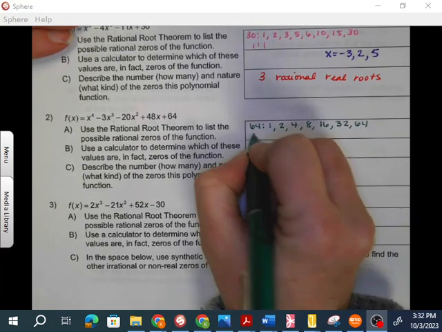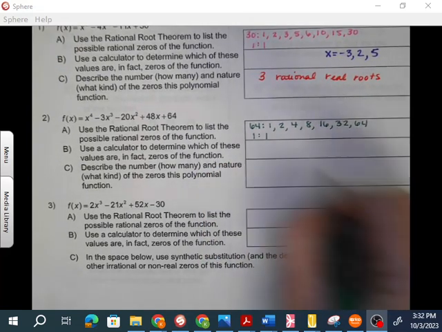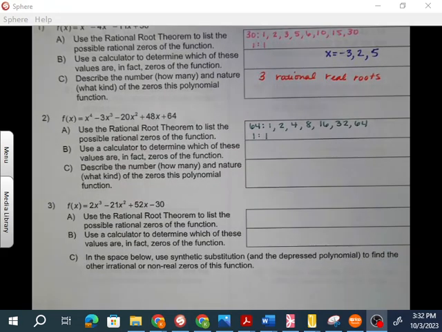And then factors of 1 are 1. So again, that's my list. I'm going to go to y equals and plug it in. How many zeros should I have? There should be 4.